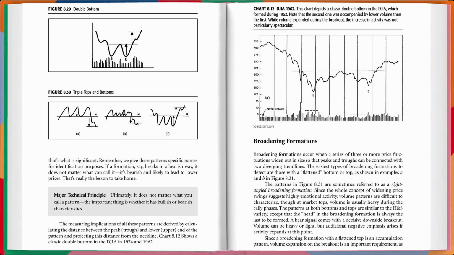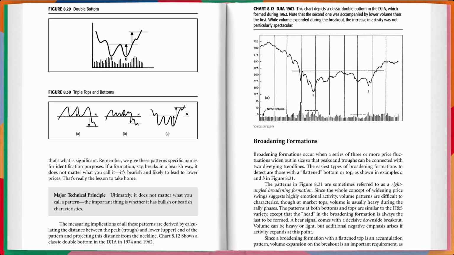The patterns in Figure 8.31 are sometimes referred to as a right-angled broadening formation. Since the whole concept of widening price swings suggests highly emotional activity, volume patterns are difficult to characterize, though at market tops, volume is usually heavy during the rally phases. The patterns at both bottoms and tops are similar to the H and S variety, except that the head in the broadening formation is always the last to be formed.